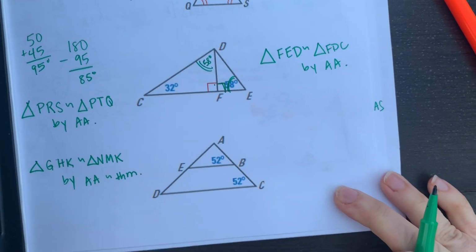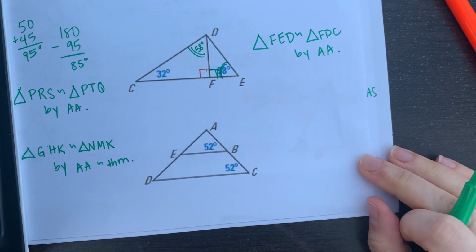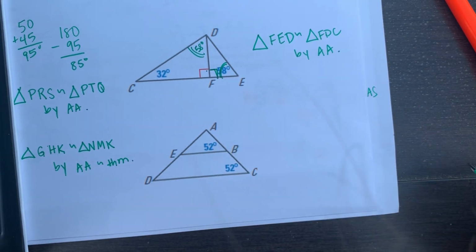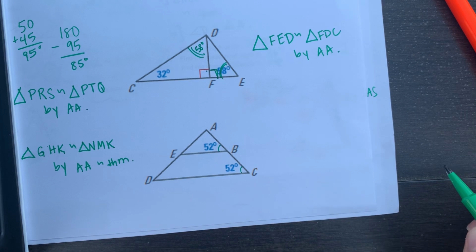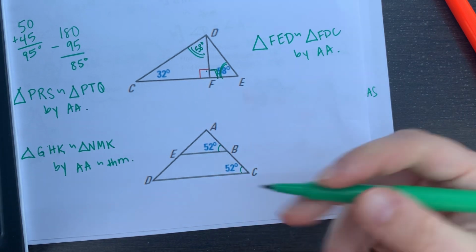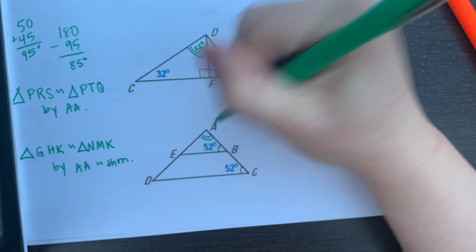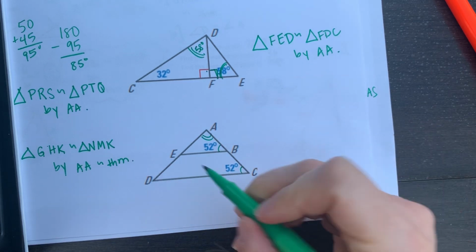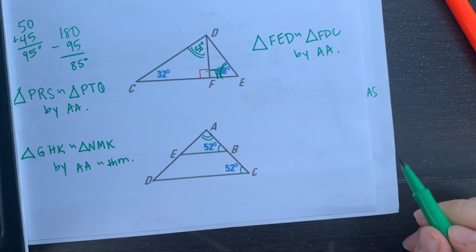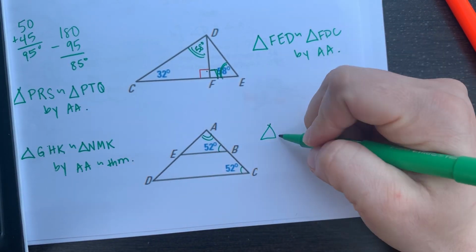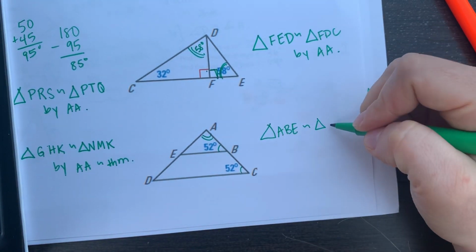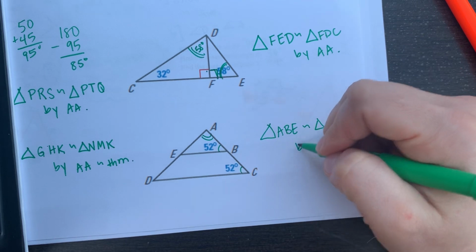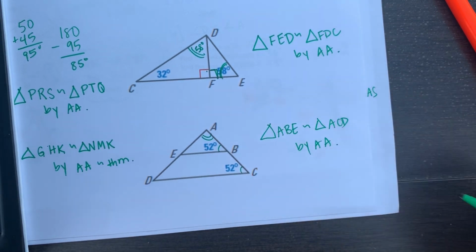And then we're going to end with the easiest one of them all. Got a smaller triangle nestled inside of a larger triangle. Obviously, that's marked congruent already for you. 52 is equal to 52. And obviously, they have a shared angle, A. So, of course, the third angle is going to be congruent. And triangle ABE is similar to triangle ACD by AA.